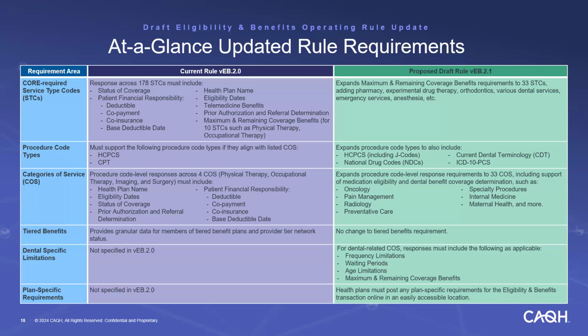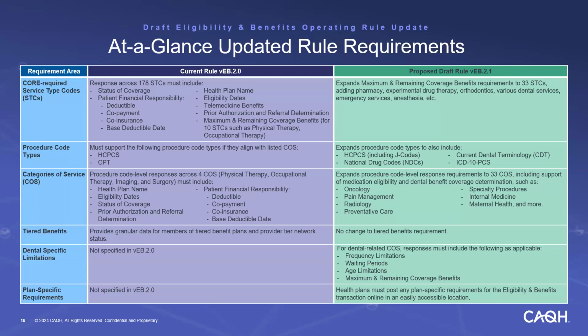In green, version 2.1 of the rule does two things. Version 2.1 of the rule says that health plans must respond not only to CPTs and HCPCS, but they must also respond to HCPCS J codes, if that wasn't totally apparent to everybody, national drug codes, current dental terminology, and ICD-10 PCS codes if they are on an inquiry.